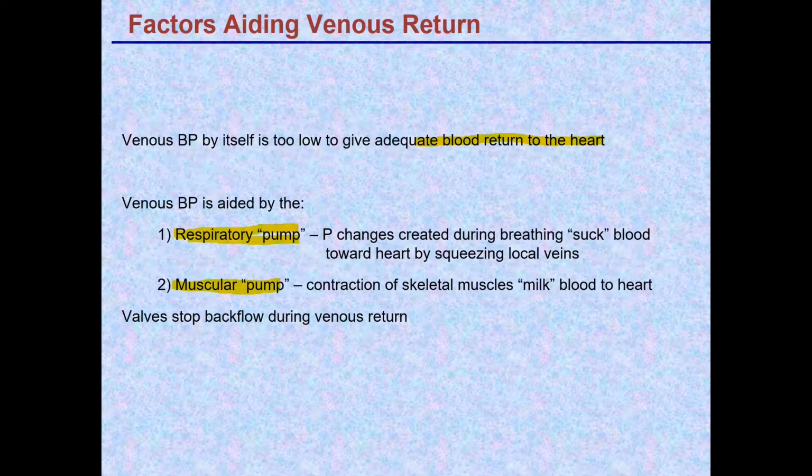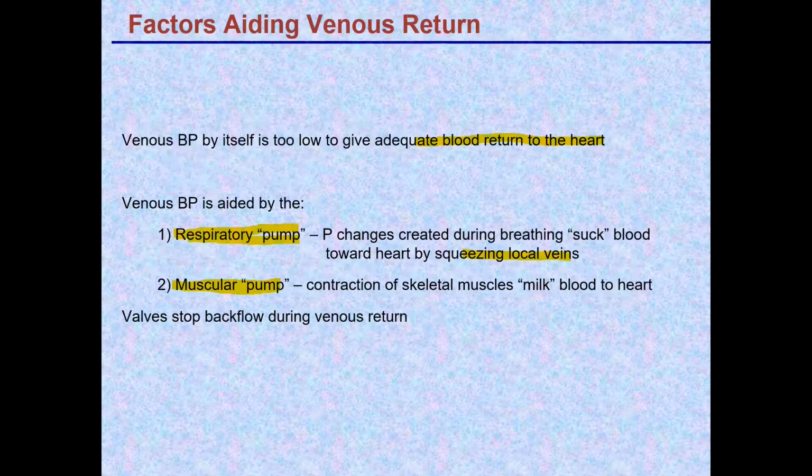Pressure changes are created as you breathe, and this helps move blood closer towards the heart. You have squeezing of the local veins helping push blood to the heart as you breathe, and also skeletal muscle contraction will help push the blood forward.